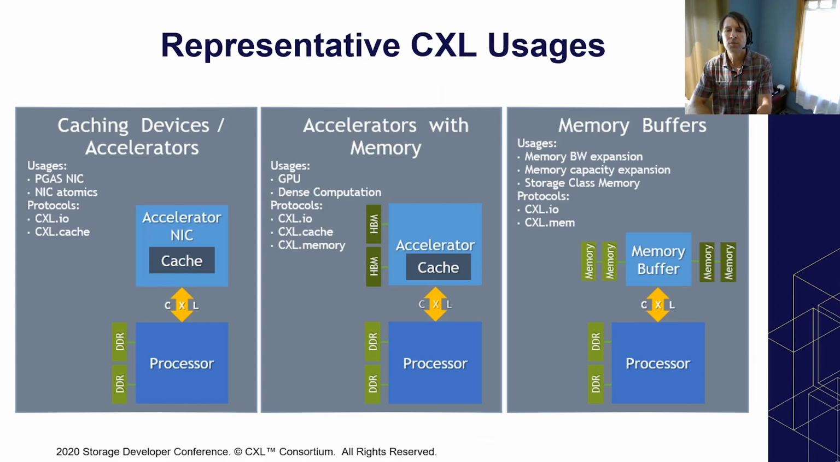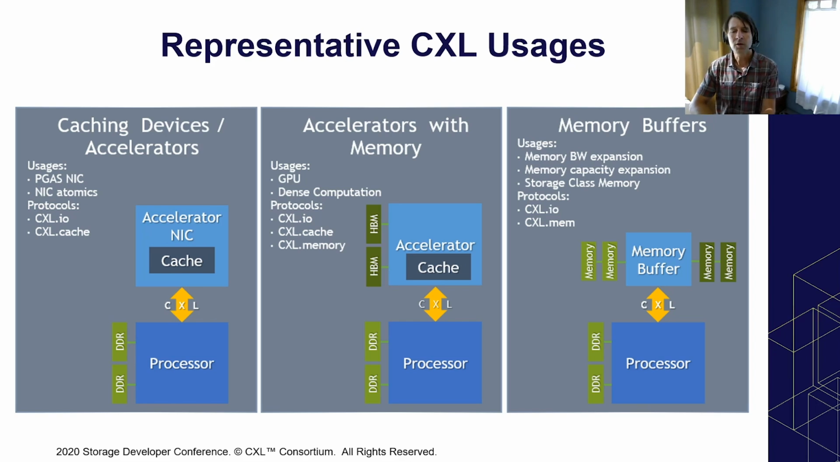We have three representative use models for CXL today. Initially, the caching devices, or accelerators, which are going to make use of the CXL.io protocol. Actually, all use models will make use of the CXL.io protocol, at least for basic configuration and error reporting, all the standard PCI Express mechanisms. And we add to that, for this caching device, the CXL.cache protocol.